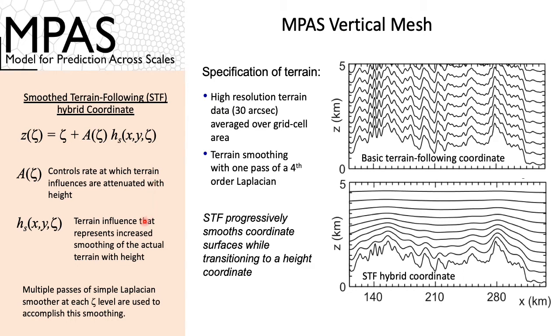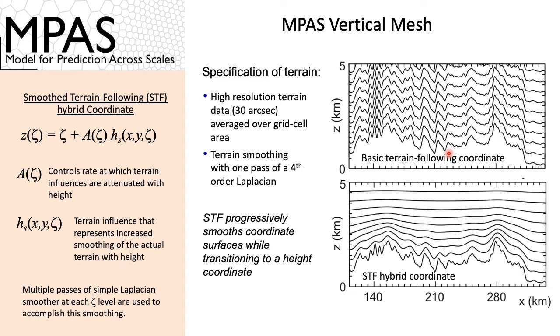If you look further down on the left-hand side here, that function hs, which is the surface height, is now defined on the full three-dimensional mesh. We smooth that height field as you go up, as the coordinate zeta increases, so that the small scales in the height coordinate are removed gradually as one goes aloft. And here's an example on the right of what that smoothing does in this generalized vertical coordinate.